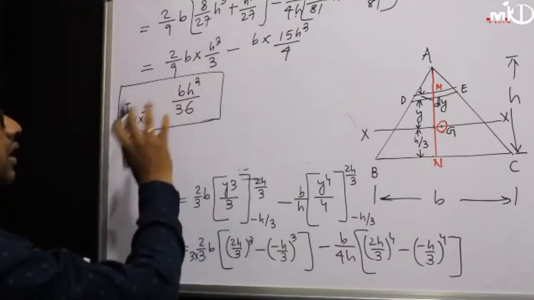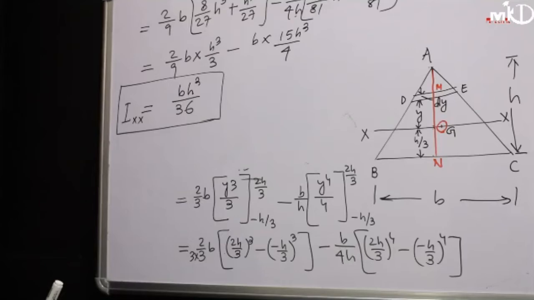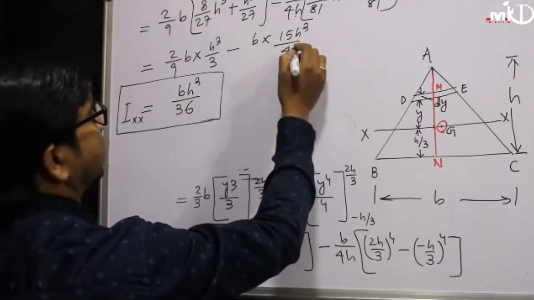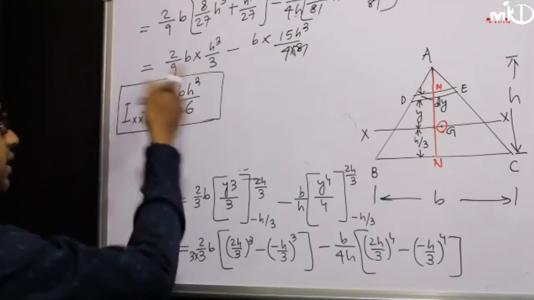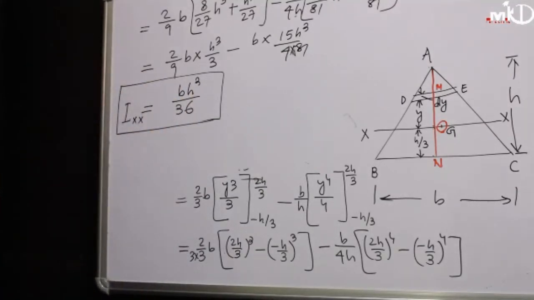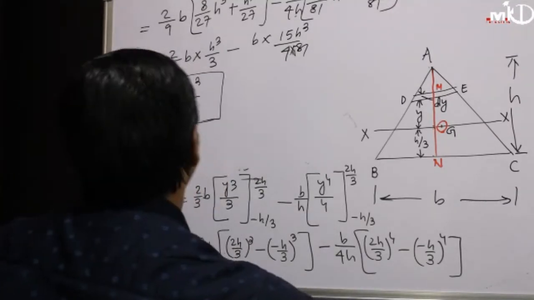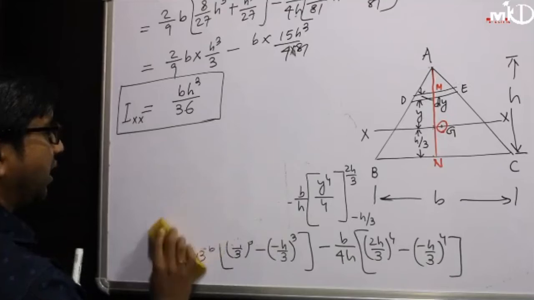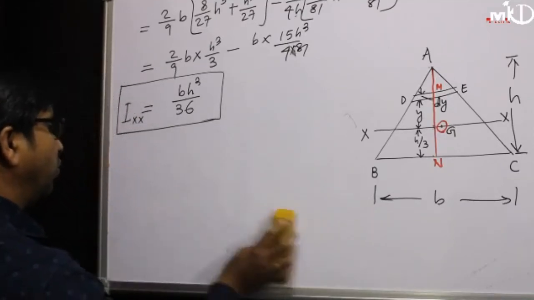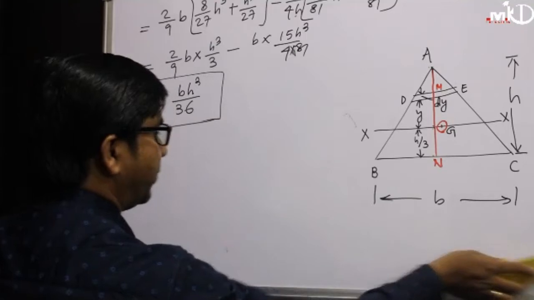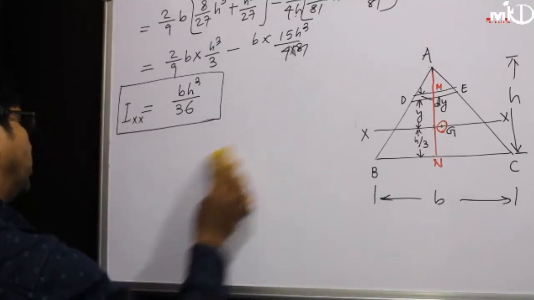Simplify, and you will get this formula. Here 81 will be there, 4 into 81. So you will get this value after simplification. This is the expression for moment of inertia about the x axis, that is, the central axis.